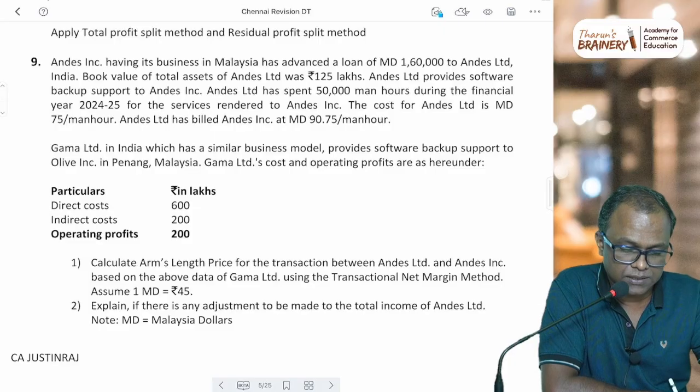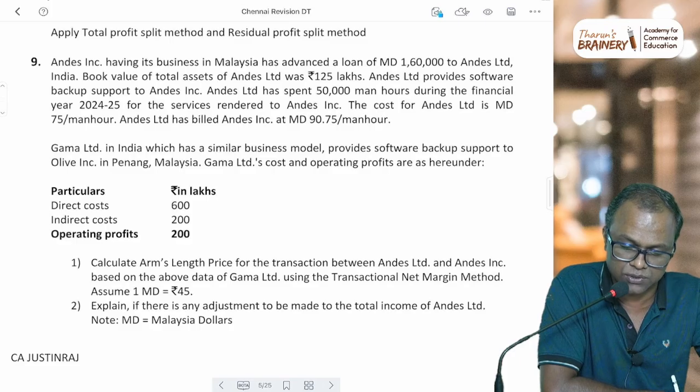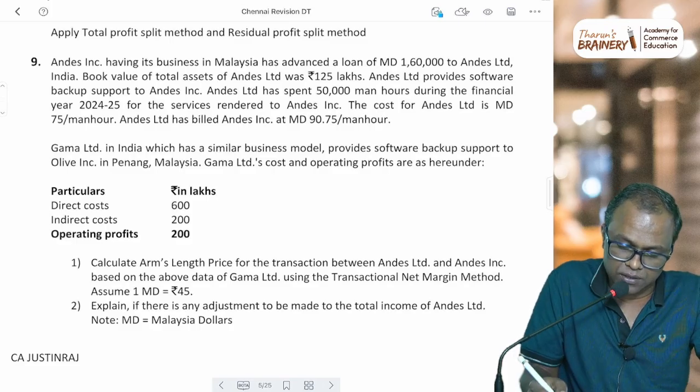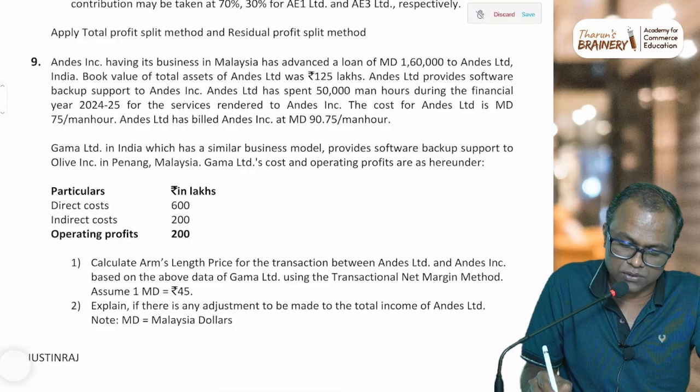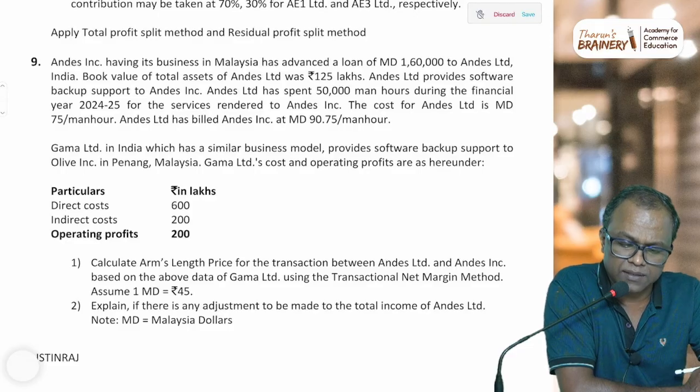So Andes Incorporation, having its business in Malaysia, has advanced a loan of Malaysian dollar 1,60,000 to Andes Limited, India. Book value of total assets. Remember, in all other questions, from the first sentence itself, we can identify whether they are AE. But here they are simply saying Andes Incorporation, having its business in Malaysia, advanced a loan of 1,60,000 to Andes Limited India. So we have to check from the data given whether they are AE.